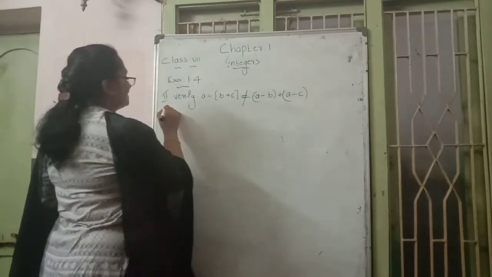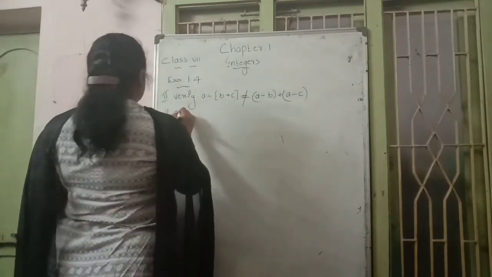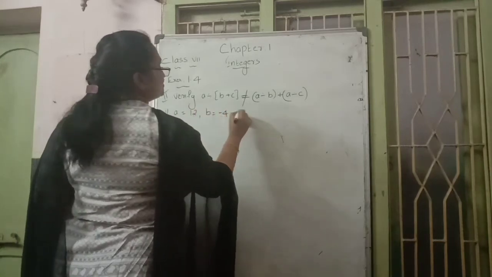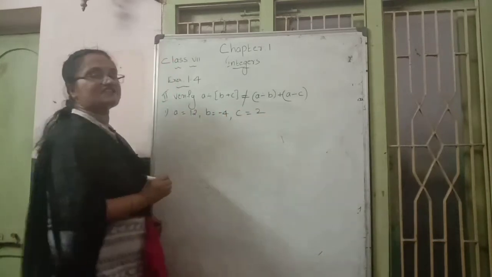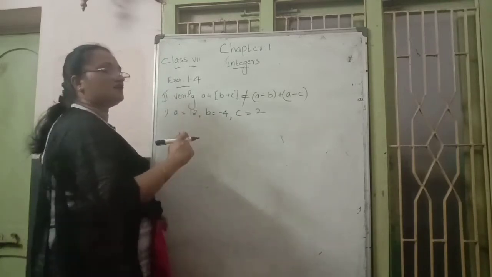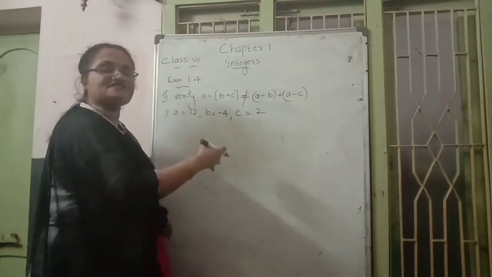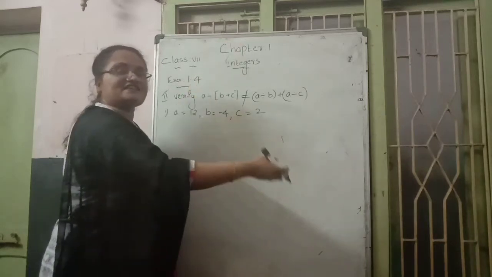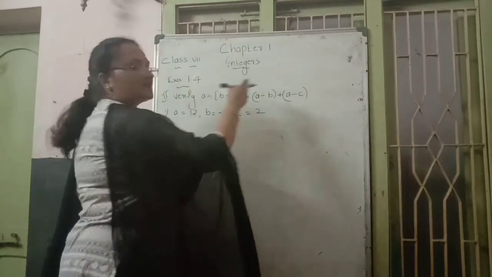A value, B value and C value are given. In the first question, A value is given as 12, B value as minus 4, and C value as 2. This is how they are given. To check, first do the calculation of the left hand side of the expression, then the calculation of the right hand side.